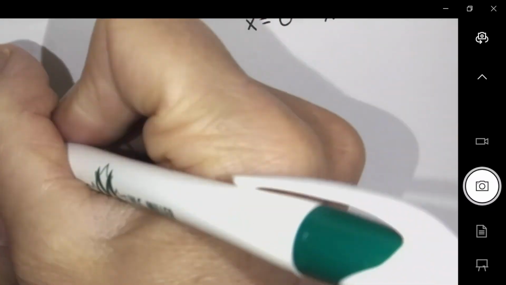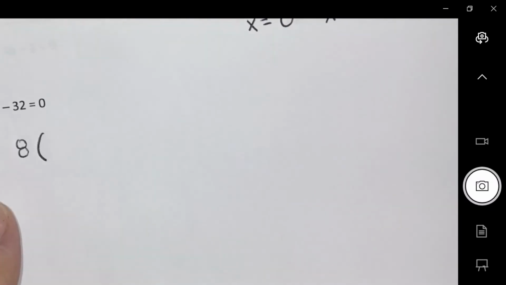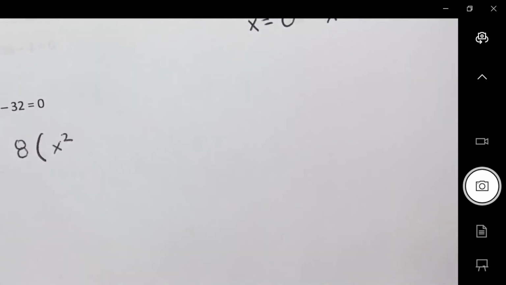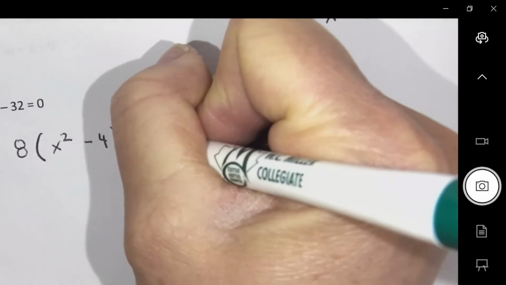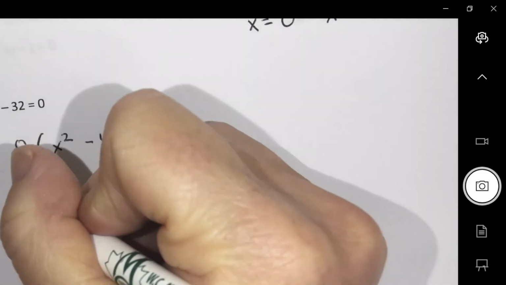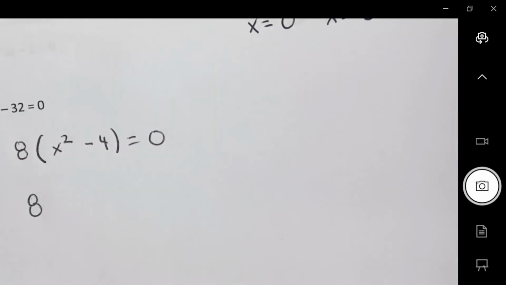Okay, what can I take out? 8. So that's what I want it to look like. What happens if I divide by 8? x squared, subtract 4. The 8 is just 8 right now. There's nothing to do.